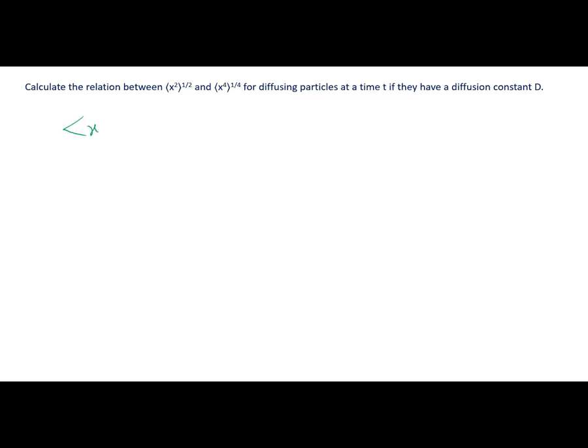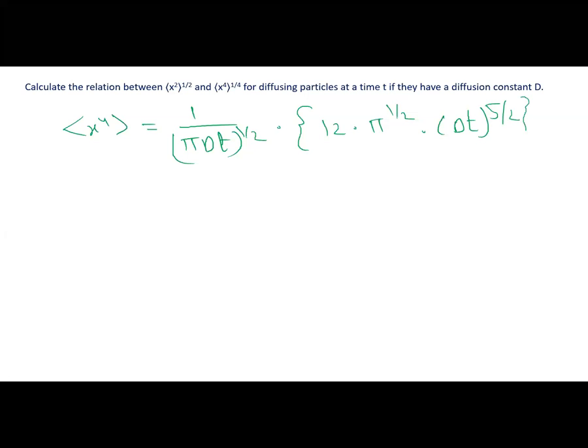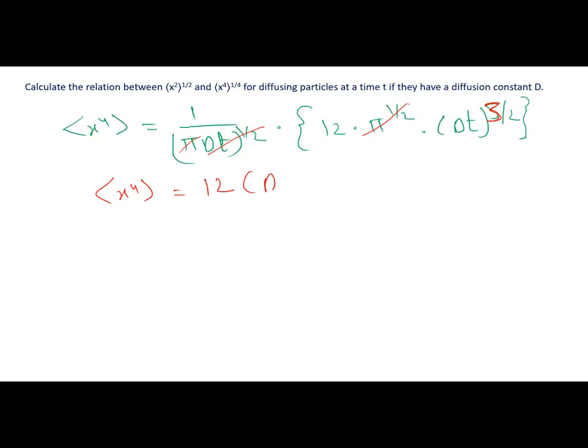Further solving this, <x^4> is going to be 1 over (pi Dt)^(1/2) times 12 times pi^(1/2) (Dt)^(5/2). Some of these get cancelled, right? The pi and the pi get cancelled. The (Dt)^(1/2) leaves us only Dt to the power of 3 over 2. So the final equation for the x^4 mean displacement is 12 (Dt)².